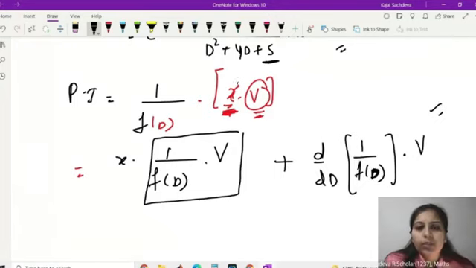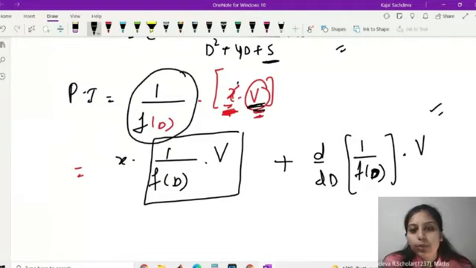This is quite a difficult formula, but you can apply it very easily. Just take x preceding, then 1/f(D) into V, plus just the derivative of this into V. So let's take an example of this type of question also.